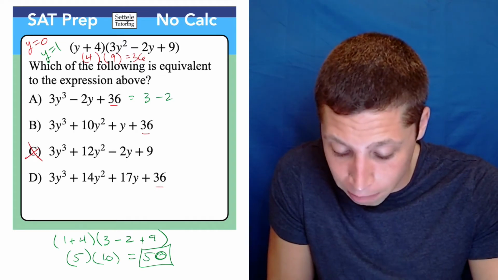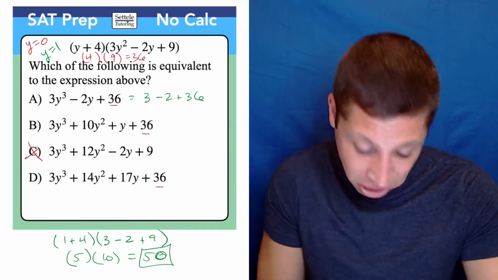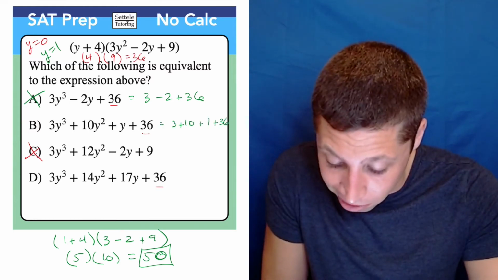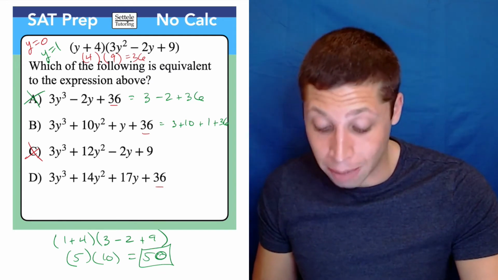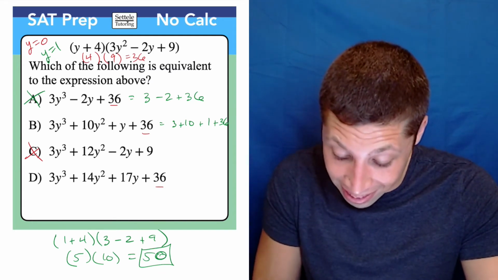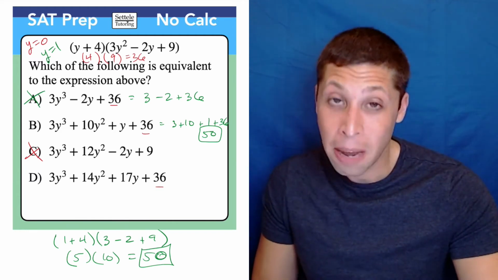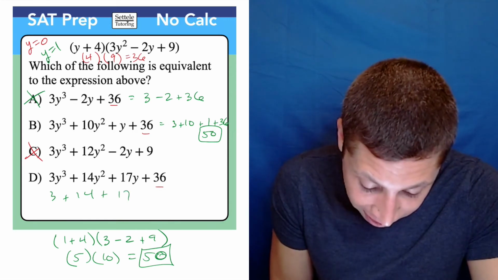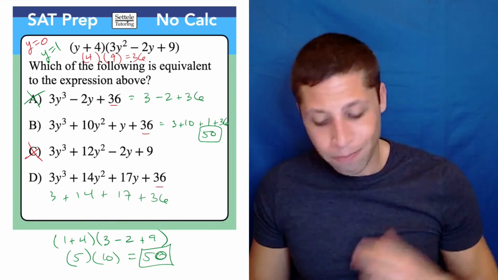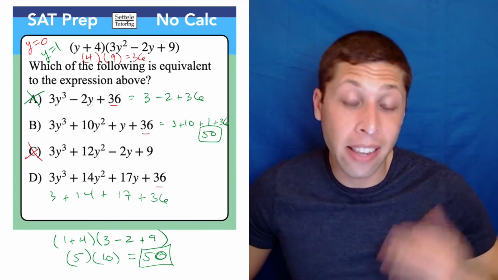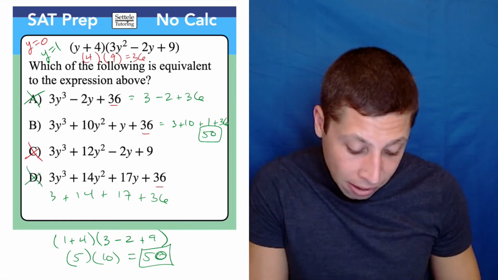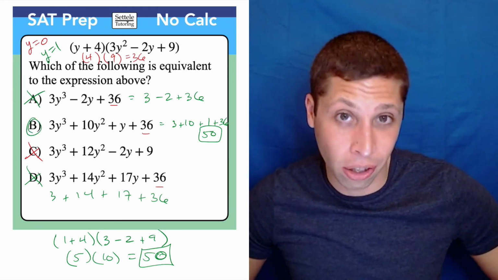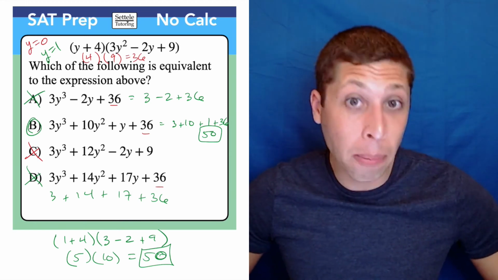Choice A would be 3 minus 2 plus 36. That's just 37, that's no good. Choice B would be 3 plus 10 plus 1 plus 36. Well, 3 plus 10 plus 1 is 14, plus 36 is 50, so that looks nice, but we have to try choice D as well. That would be 3 plus 14 plus 17 plus 36. Even just adding 17 and 36, I can see that I'm way over 50. So that leaves me with choice D doesn't work either, and that leaves me with choice B, which is the answer.